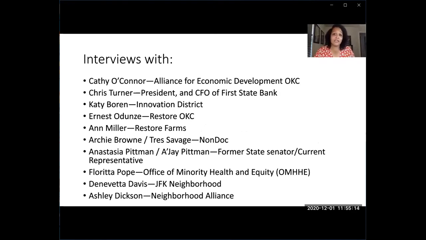Thinking about other opportunities, the Innovation District will be on the east side. What does that do? How is that a factor? And then thinking about who's already doing that work. So Restore Oklahoma City, Restore OKC, they're part of one of the grocery stores, but they're currently trying to serve the community and giving them access to food. What's their role here? What's the media's role?